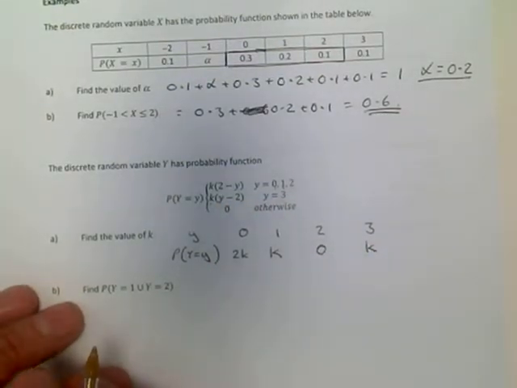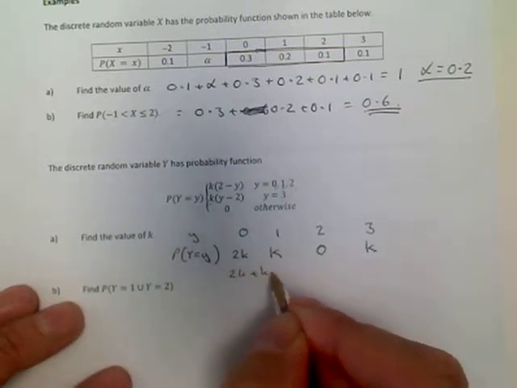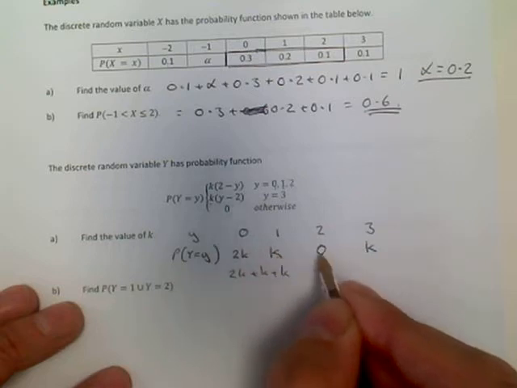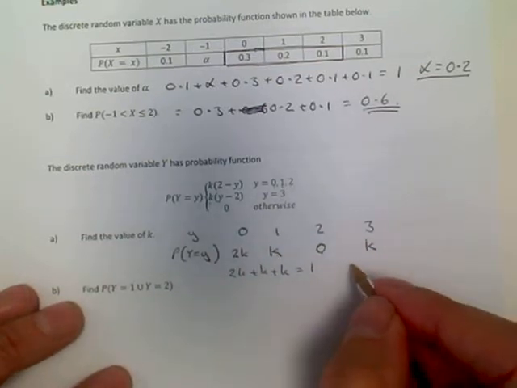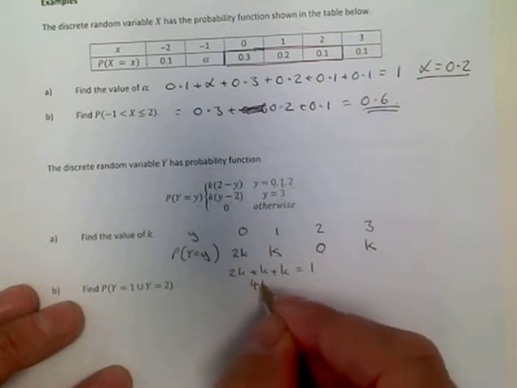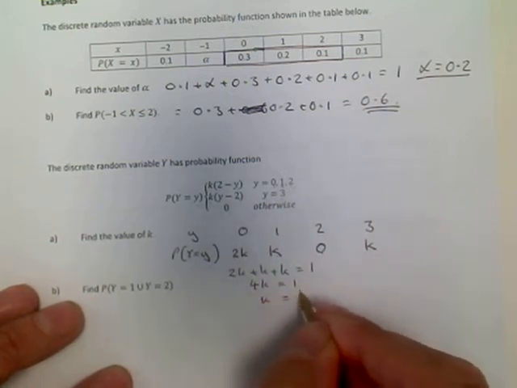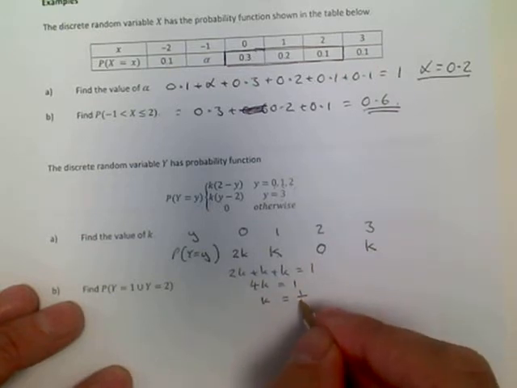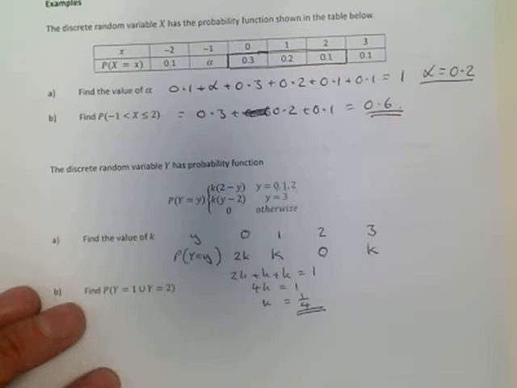So what I can do here is I can use this to say, okay, well 2k plus k plus k, that plus that plus that plus that, is equal to 1. So 4k equals 1. So k is a quarter.